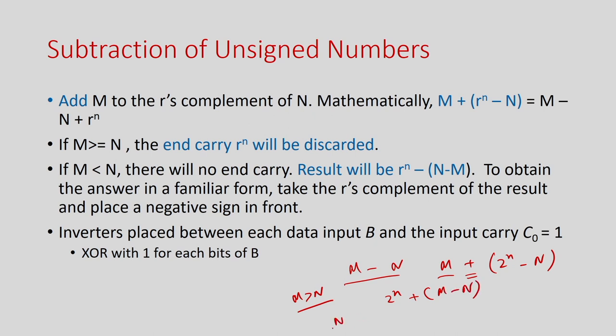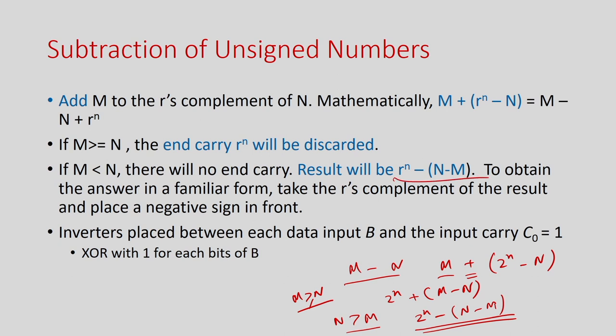And if n is greater than m, then what will happen? I will get 2 to the power n minus (n minus m). What effectively that means is that I keep the 2's complement of the result, because n is greater than m, so I get a negative value, and so I will again take the 2's complement of that value. So, this is how this whole computation happens.